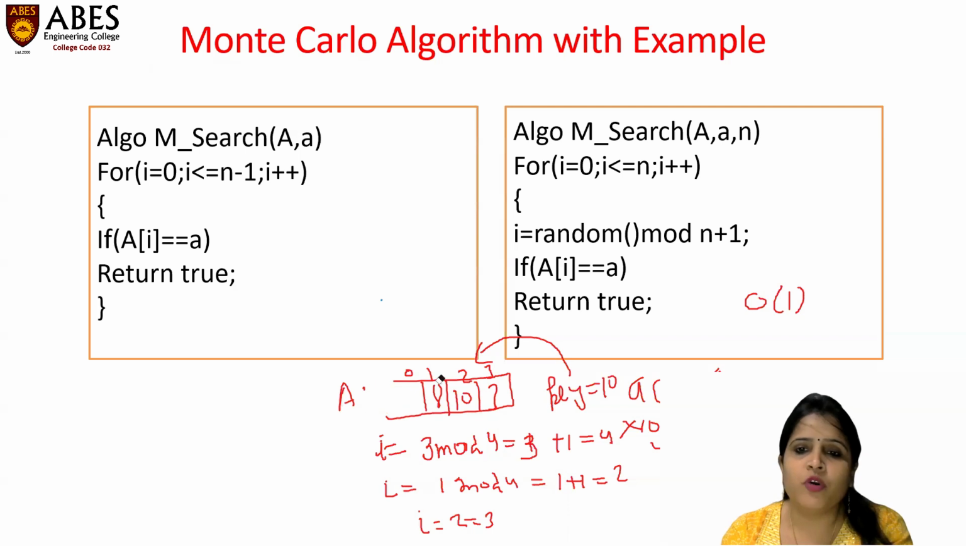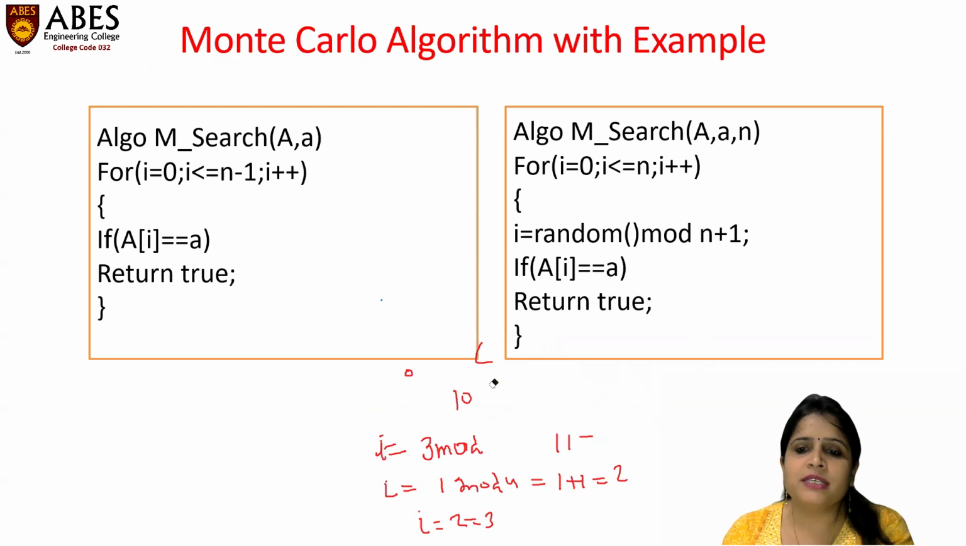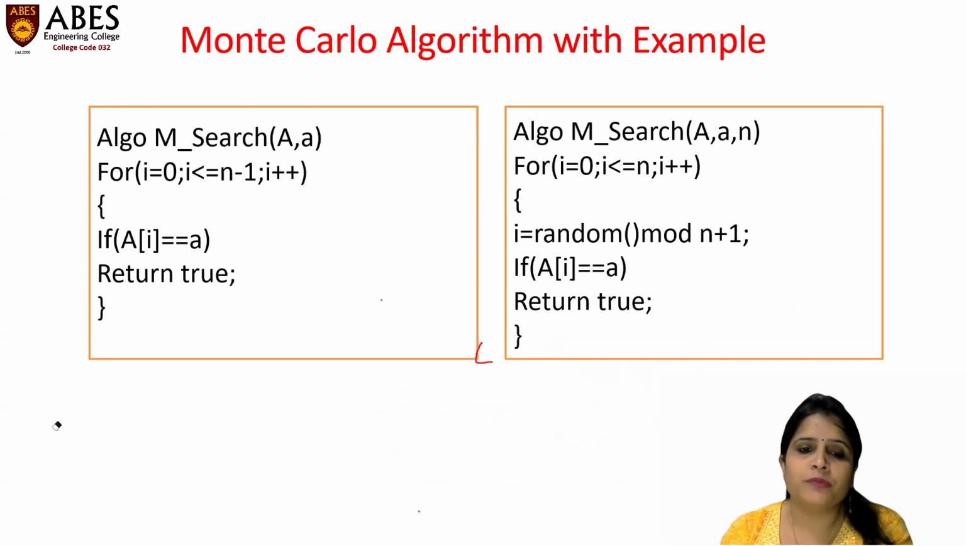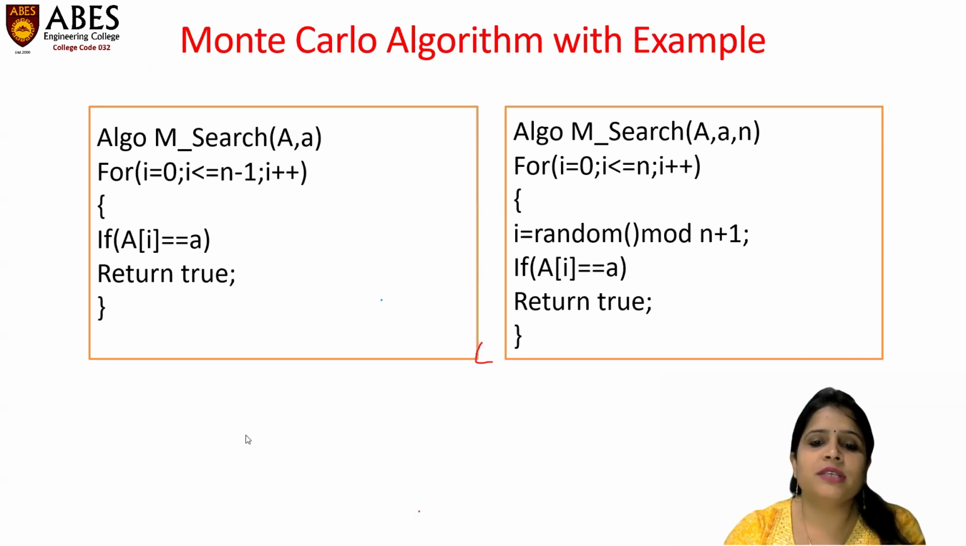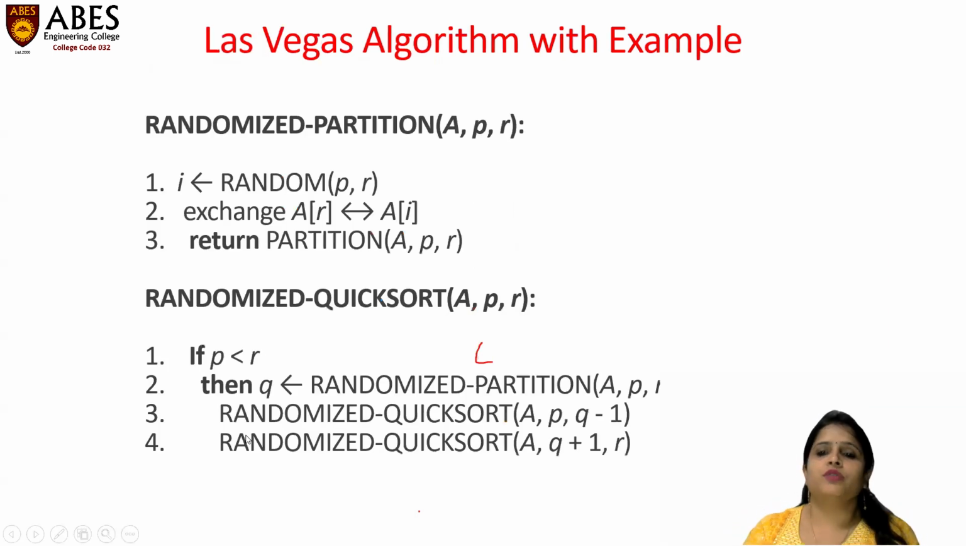This is the concept of the Monte Carlo randomized algorithm. I hope you understand the concept. Now we'll discuss our next classification of randomized algorithm, that is the Las Vegas randomized algorithm. A Las Vegas randomized algorithm will ensure the correct output. To understand the Las Vegas concept, let's take an example of randomized quicksort.